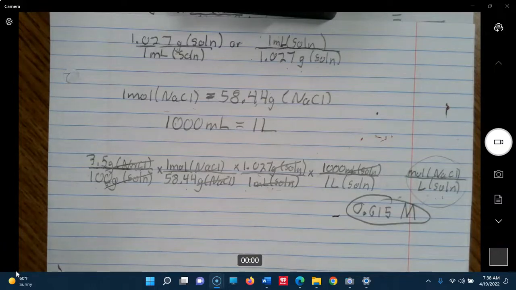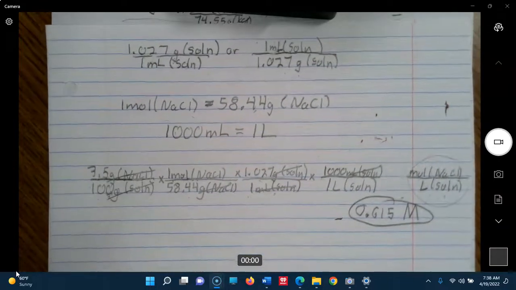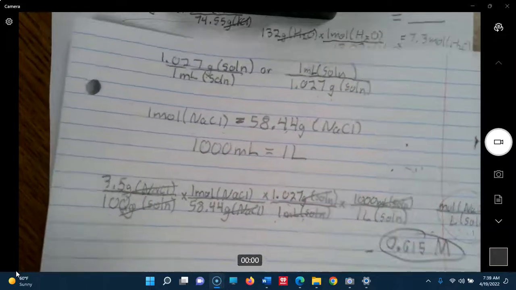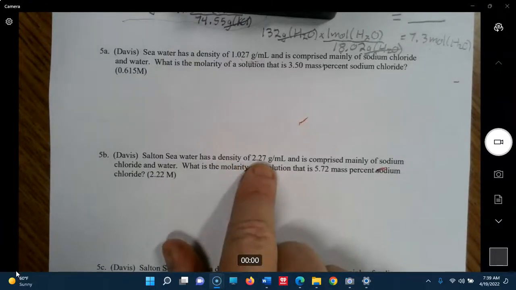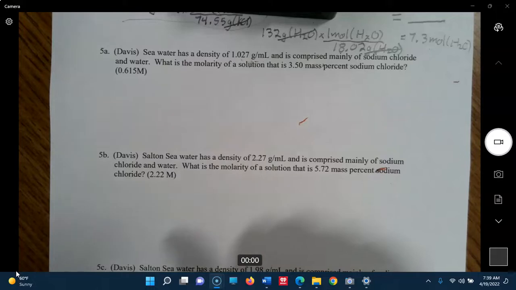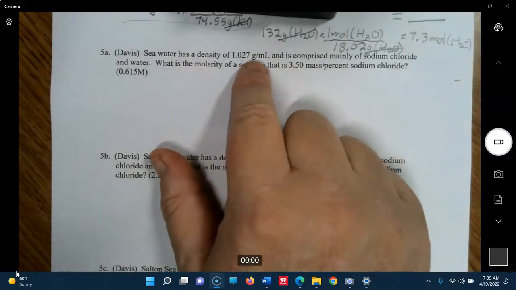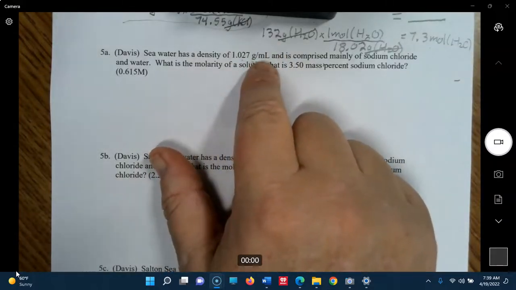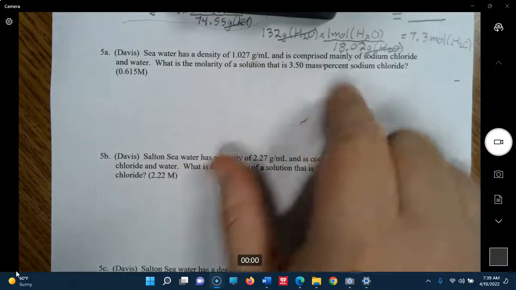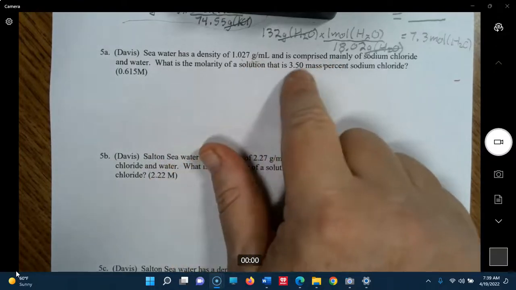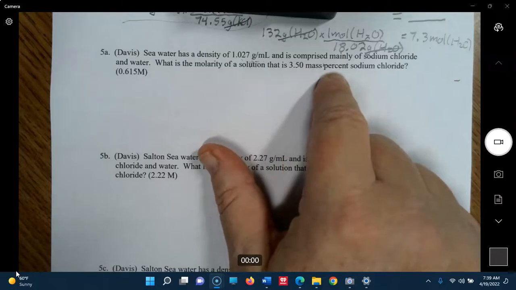So I'll give you 2 more problems like this. If you can master this problem, then you're really well on your way to doing any solution stoichiometry problem. Again, the complications in this were 2. You have to understand that this density, grams per milliliter, is really a conversion factor. 1.027 grams per milliliter, for every 1 milliliter, and you can flip that over and make that into 2 conversion factors.